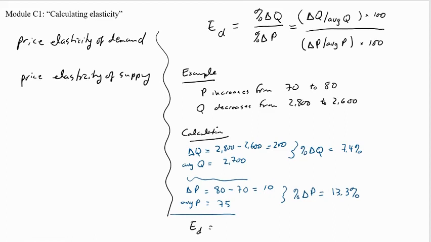So in order to find the price elasticity of demand, then we need to put those 2 pieces together. So again, the price elasticity of demand is the percentage change in quantity divided by the percentage change in price. So that's going to be equal to 7.4% divided by 13.3%. And running that through a calculator, we get 1.8 as our price elasticity of demand.